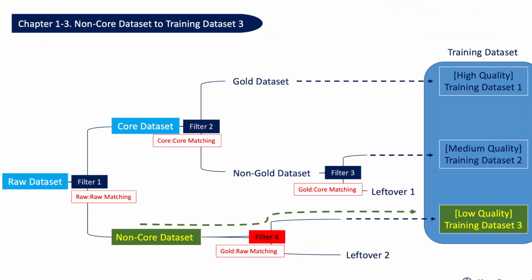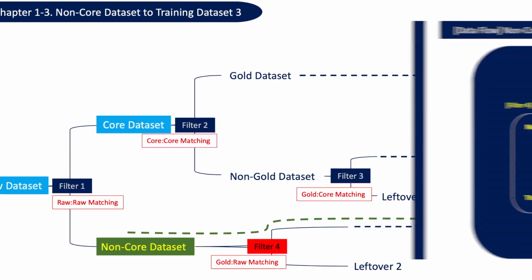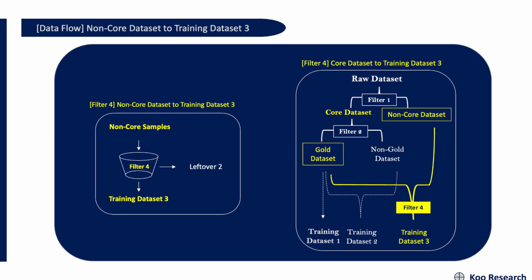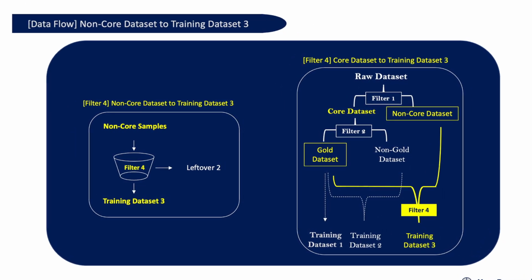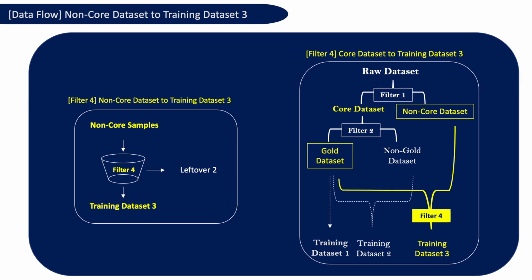As depicted in this figure, Filter 4 selectively collects non-core samples by randomly pairing samples from the non-core dataset with those from the gold dataset. Other procedures remain consistent with Filter 1.